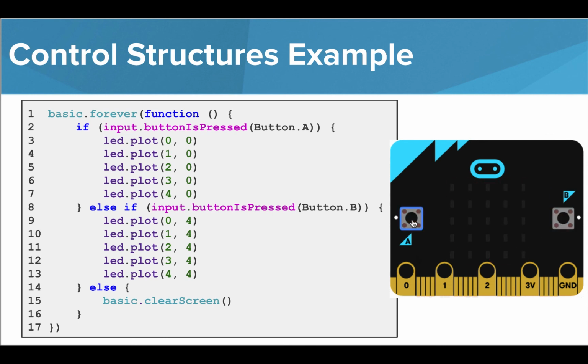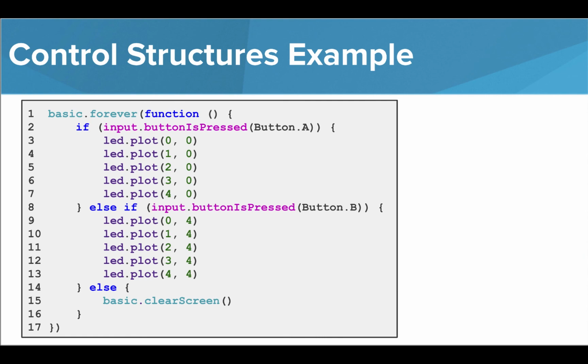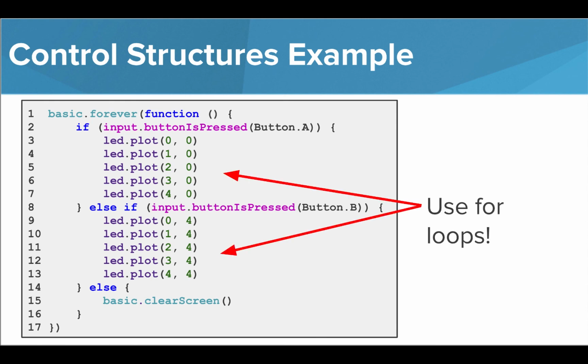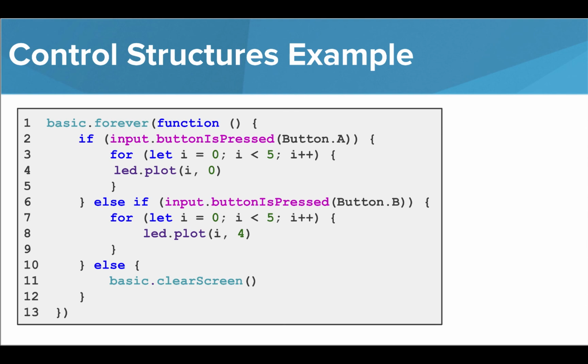Let's take a look at an example that combines all the control structures we have learned. In this program, we light the top or bottom row of LEDs when button A or B is pressed. We are already using if statements in our code, but is there more we can do? The program functions perfectly fine, but we can make it shorter, more versatile, and more readable if we use some control structures. First, we could use for loops here to light LEDs from 0, 0 to 4, 0, which will definitely shorten our code. Now, the value of I in each for loop is being used to control the x coordinate of the LED being lit.